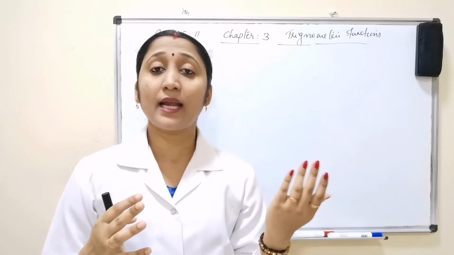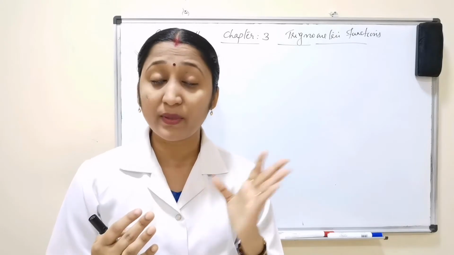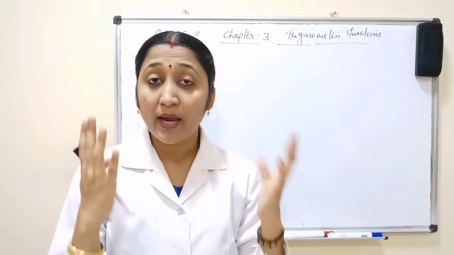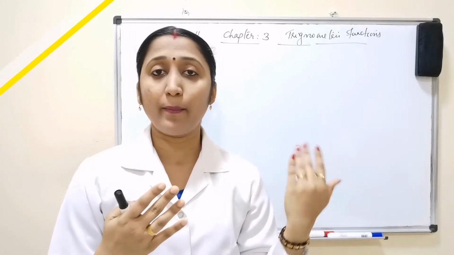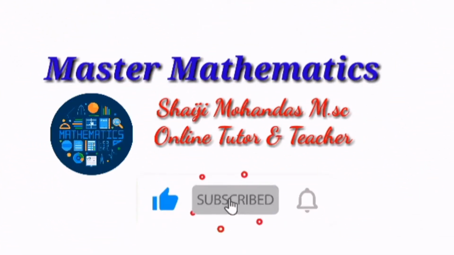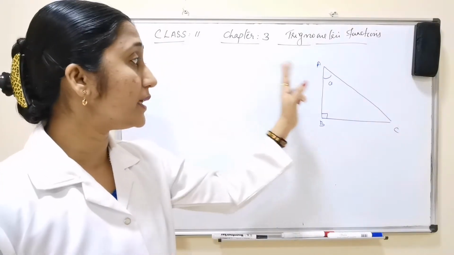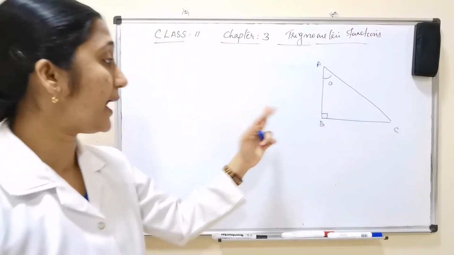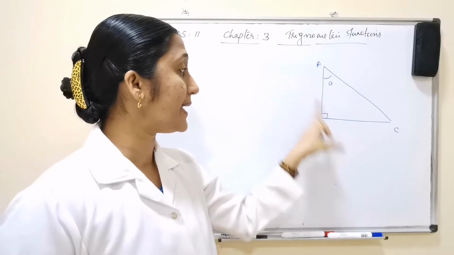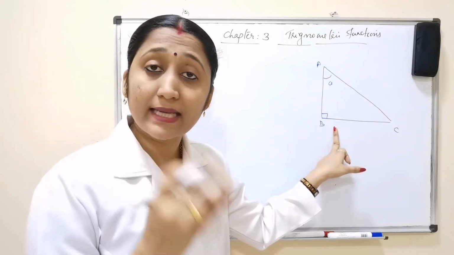In the 10th class we already studied sine, cos, tan. Everything you have studied; we just have a quick revision about that. Trigonometric relations are based on the right angle triangle. Here I have drawn a right angle triangle ABC. One angle is 90 degrees, that is why it is called a right angle triangle.